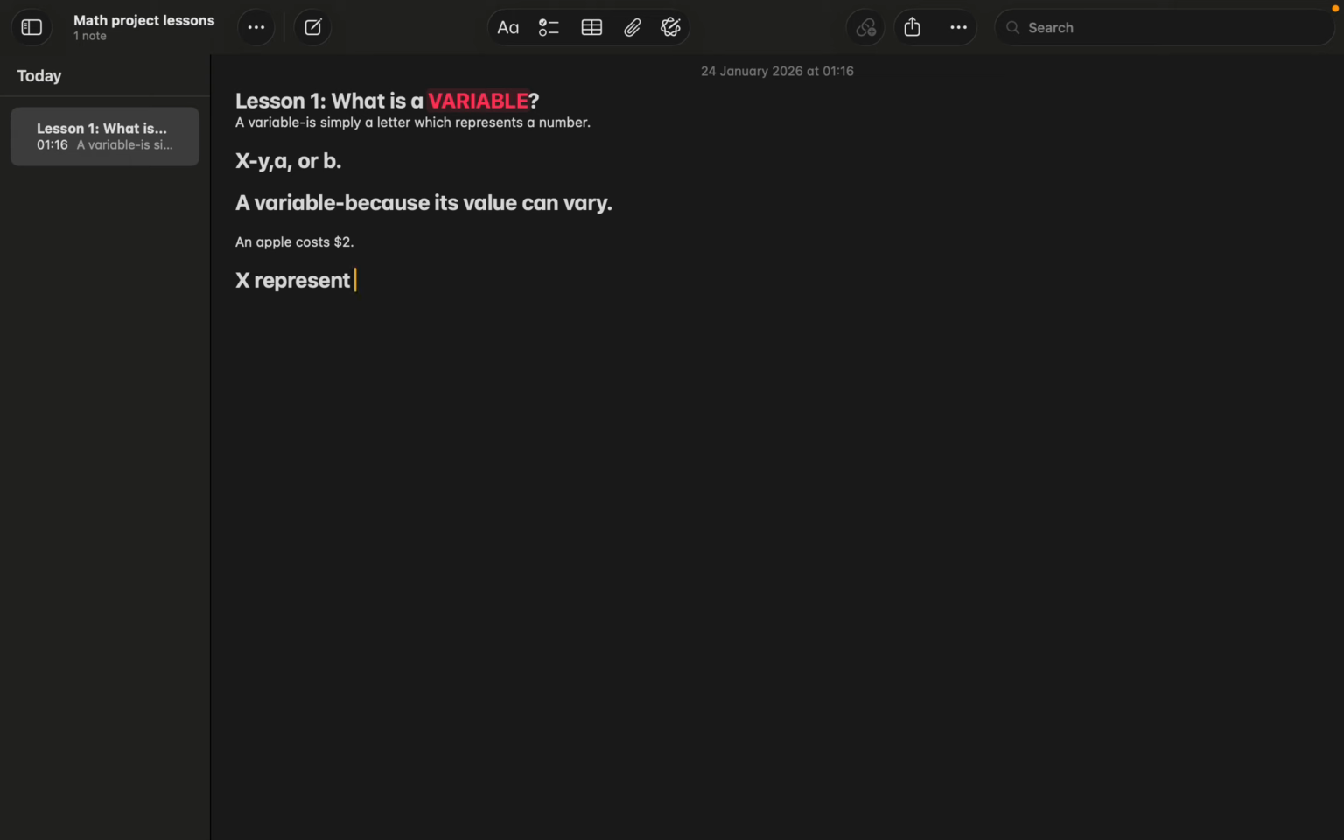Let x represent the number of apples. And we now have an expression: if one apple costs $2, we can multiply 2 by x, and we can get the total cost of the apples that we can buy. So it will be 2x, right?